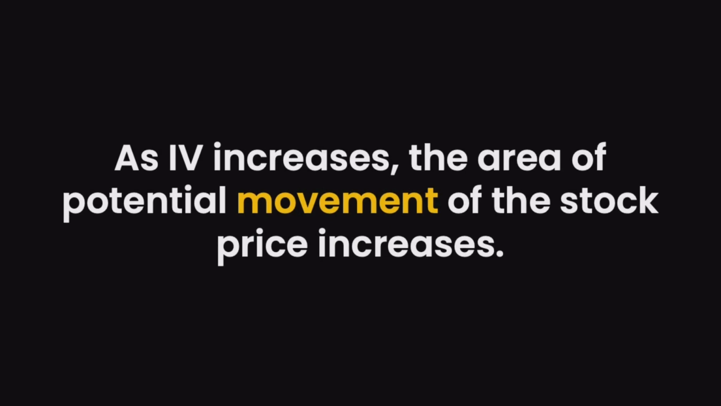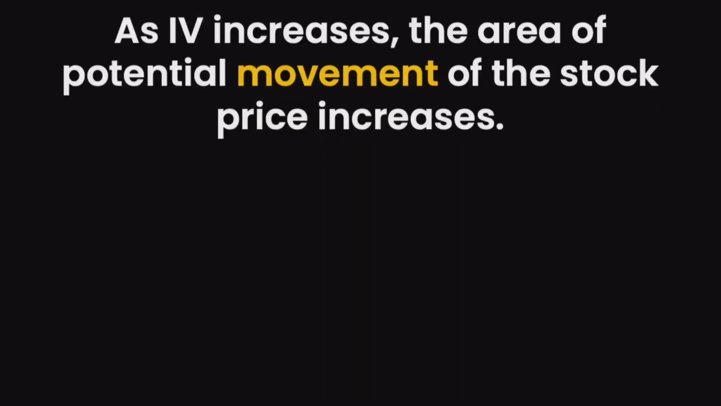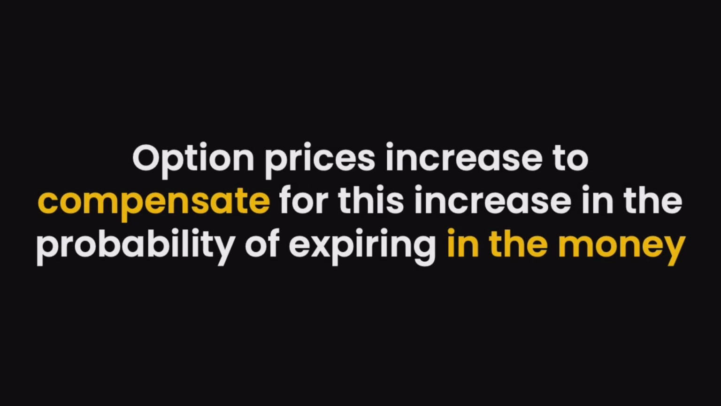Now, when implied volatility increases, Vega, as discussed in previous videos, an option's price rises to account for the higher probability of the strike being in the money at expiration. This is why we sell options when implied volatility is high and buy options when it is low. And as IV increases, the area of potential movement of the stock price increases. So option prices increase to compensate for this increase in the probability of expiring in the money.